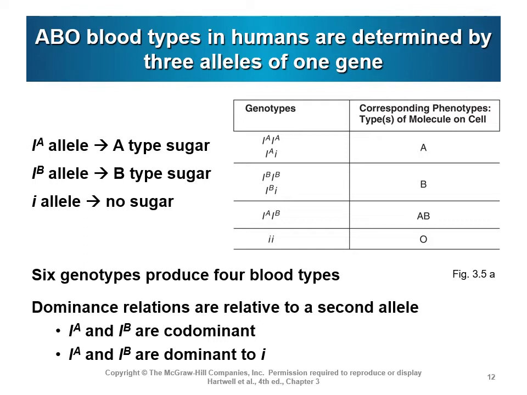When we see a genotype AB, that yields a phenotype that we call a person with blood type AB, which means that the red blood cells express both type A sugar and type B sugar. Please note that A and B are dominant over I and codominant with respect to each other.